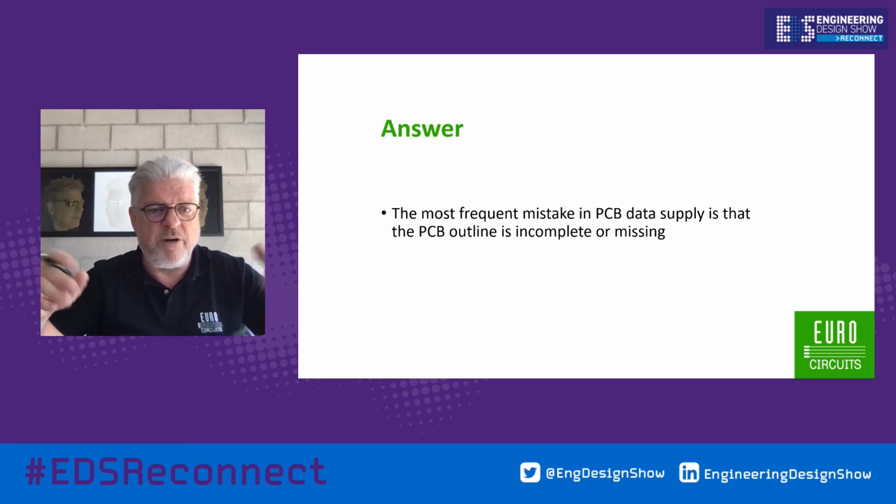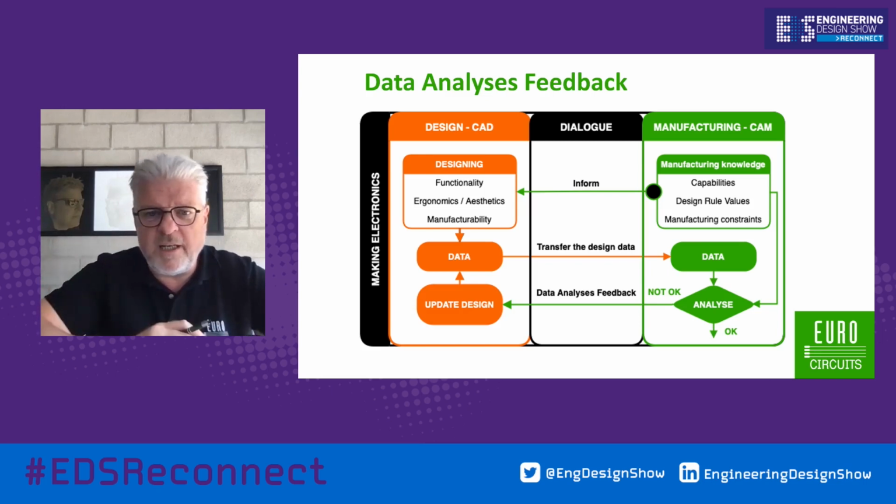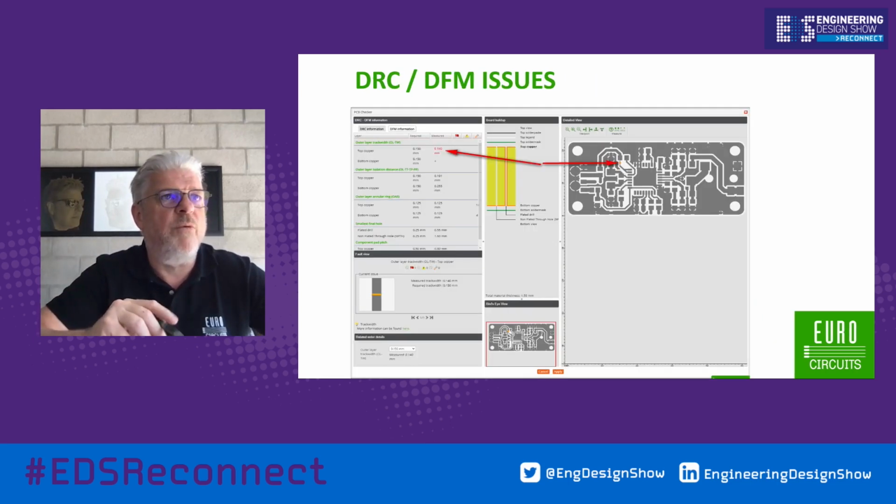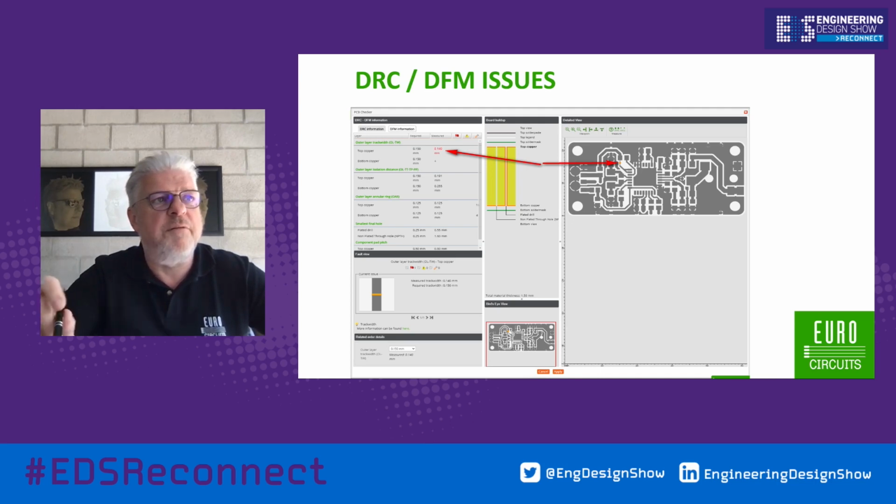The next step, when the data is clear and everything is read in, is that we start analyzing your data. If everything is okay, that's fine. Then we go to the next step. But let's talk about when it's not okay. What can happen? We do DRC, DFM issues, and we flag them up in our PCB checker. And we show you every individual issue that you can go through.